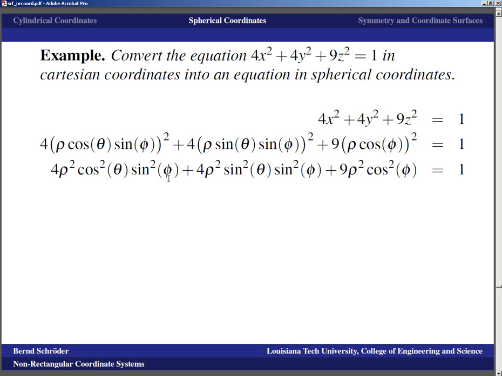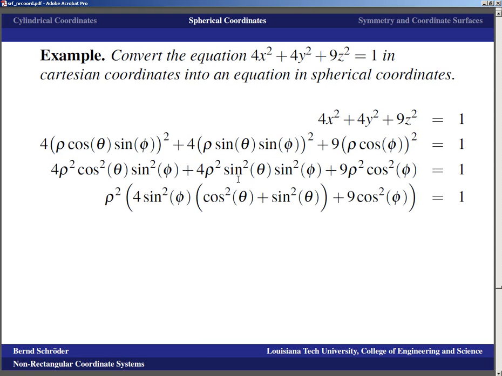Now we can factor a few things out, because the 4 rho squared is in common in the first two terms, and the sine squared phi is in common in the two terms, and what's left is just cosine squared theta plus sine squared theta, which is 1. Actually, I've factored a rho squared out of everything. 4 sine squared phi is factored out of the first and the second, leaving cosine squared theta plus sine squared theta. Rho squared factored out of the third term leaves 9 cosine squared phi. Right side is still equal to 1. Cosine squared theta plus sine squared theta is 1.